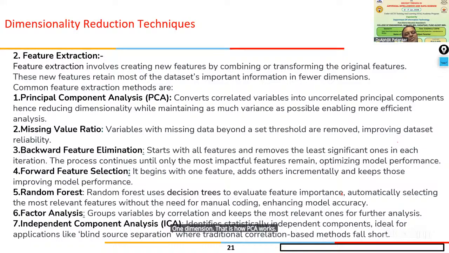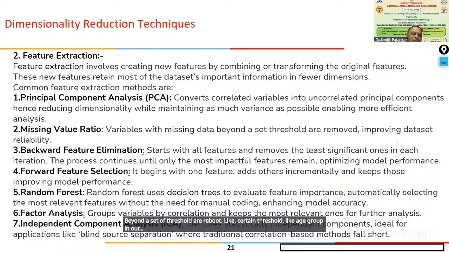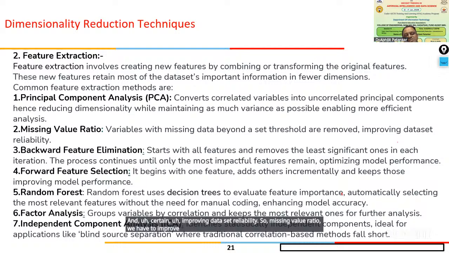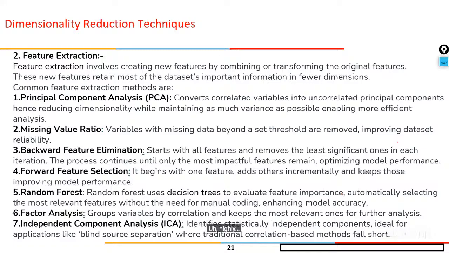Then the missing value ratio. Variables with missing data beyond a set threshold are removed. Like a certain threshold, like age group in our application of reservation. Whatever the value after 100 age threshold is removed. This improves data set reliability. So the missing value ratio we have to improve in feature extraction. Backward feature elimination: start with all features and remove the least significant one in each iteration. So this process continues.